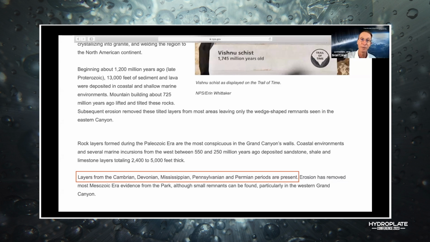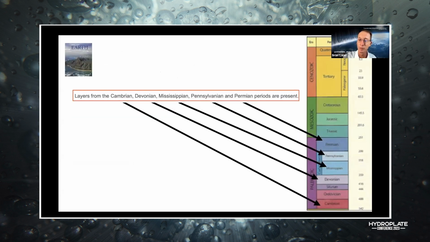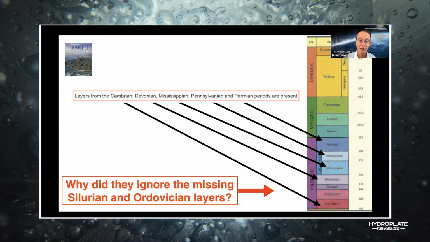And this is from their website. Actually, no, I went into there recently. This used to be on their website, but it's not anymore. It says that layers from the Cambrian, Devonian, Mississippian, Pennsylvanian, and Permian periods are present. That's true, but it's very deceptive, because why did they ignore the missing Silurian layer and the Ordovician layers right down at the bottom? So that's a very deceptive statement. And maybe that's why it was taken down. Maybe enough people pointed out to them that yeah, it's deceptive.